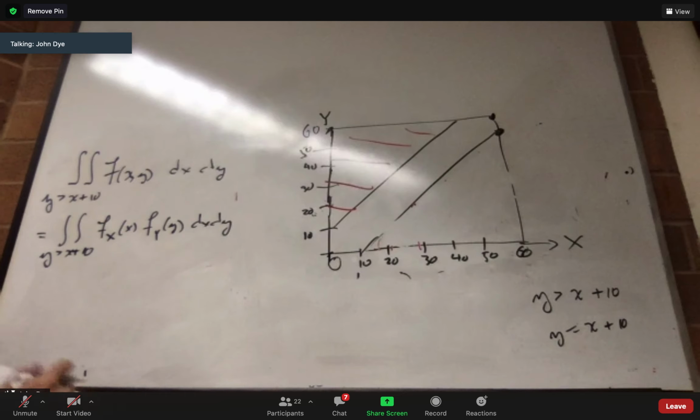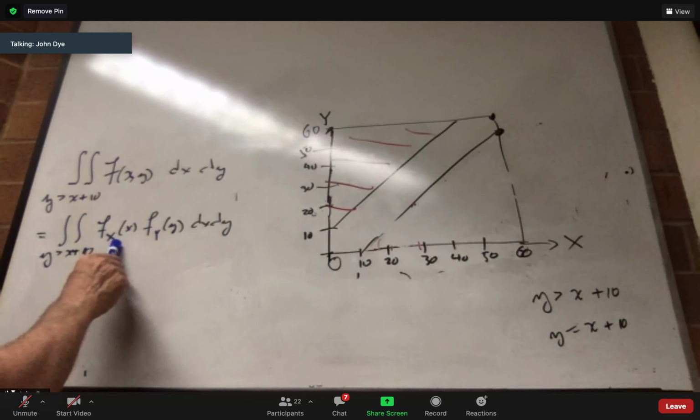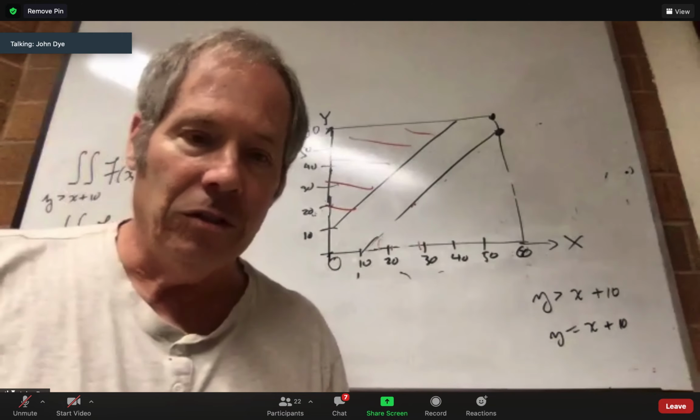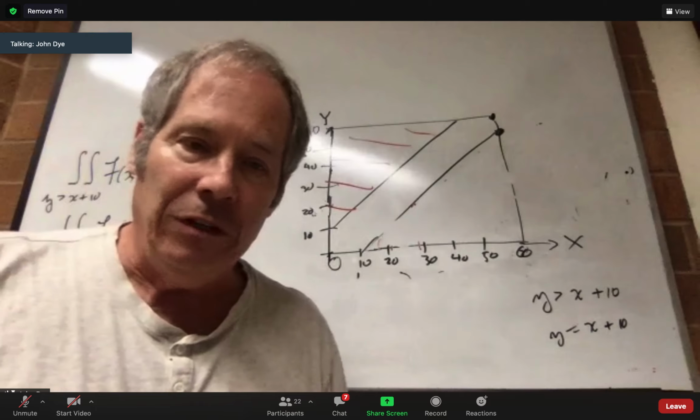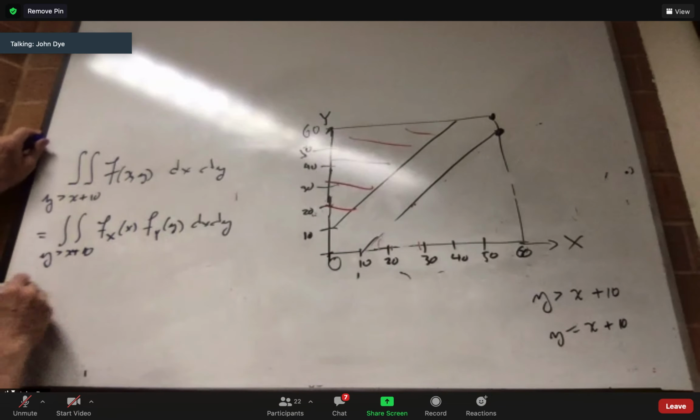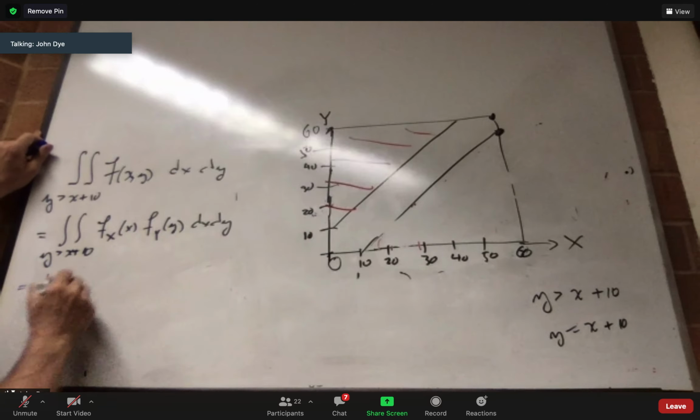And so what are these densities? Well, x goes from 0 to 60, right? So you have to divide by 60. It's a simple density. 1 over 60 times 1 over 60, so it's 1 over 60 squared. That does these.